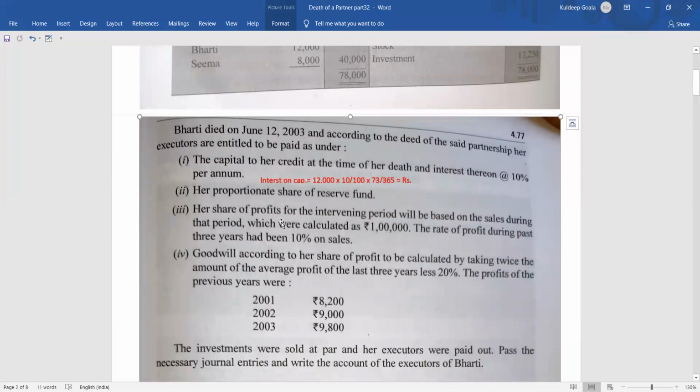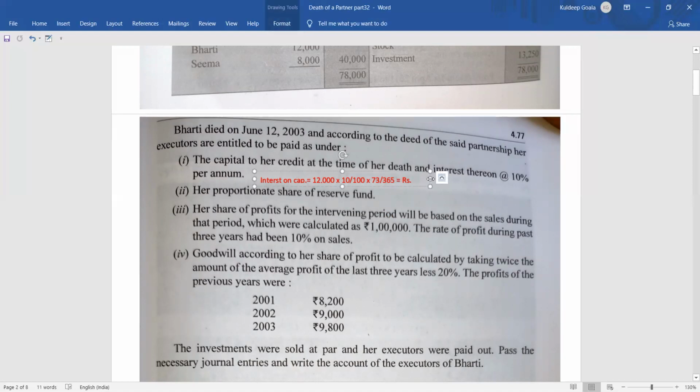Then comes her share of profit for the intervening period, meaning the time period she was alive. It will be based on the sales during that period. Whatever the sales are for that particular duration will be the amount, which was calculated as 1 lakh, right? The rate of profit during the last 3 years has been 10% on sales. So let's try to understand this point nicely. Her share of profit for the intervening period, that means the 73 days, will be based on the sales.